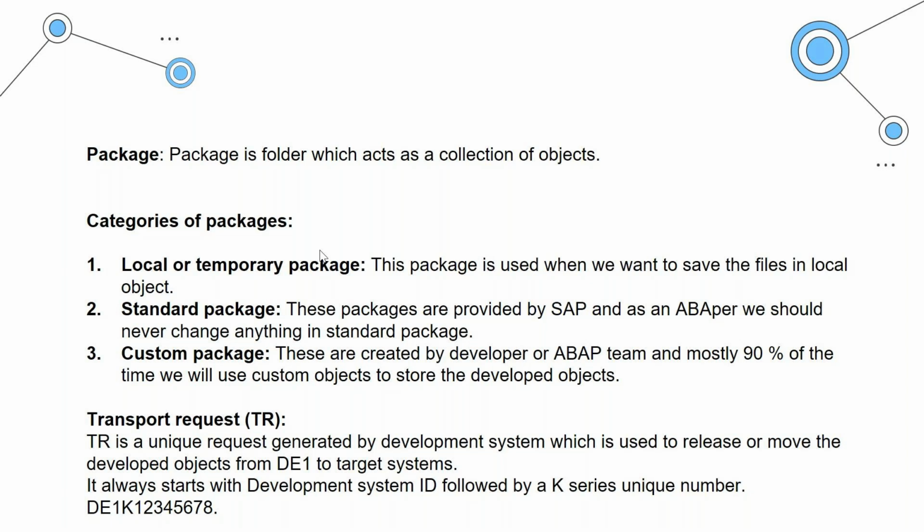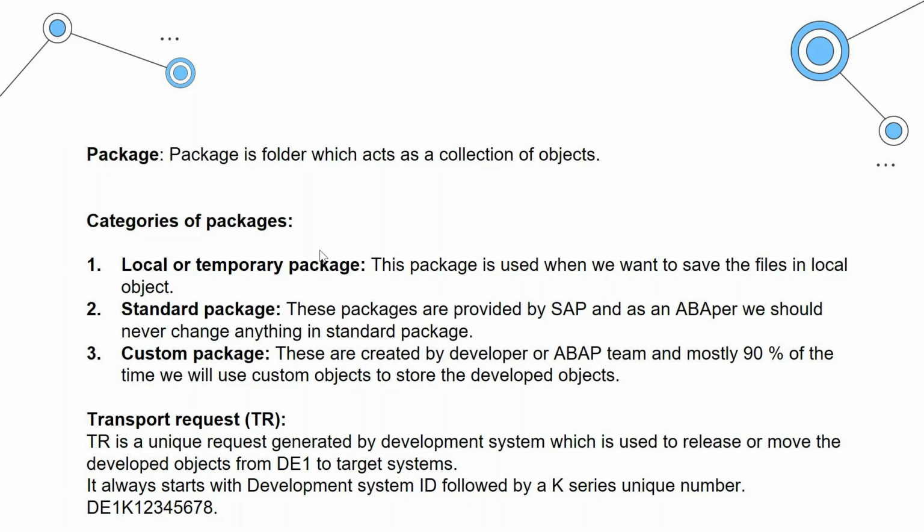So TR is a request that gets generated in only development system. You cannot generate a TR in quality or production system. I mean, it is possible to create, but normally it is not allowed. No project will allow you to create a transport request in quality or production system. Every single project will only allow you to create a transport request in development system only. You cannot create anything in quality or production. Not possible. Okay. So let me just show you how a TR looks like.